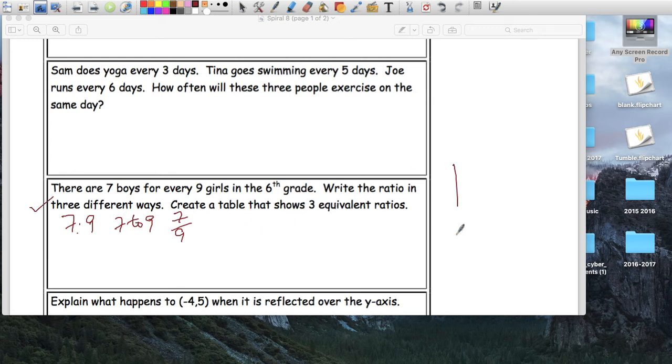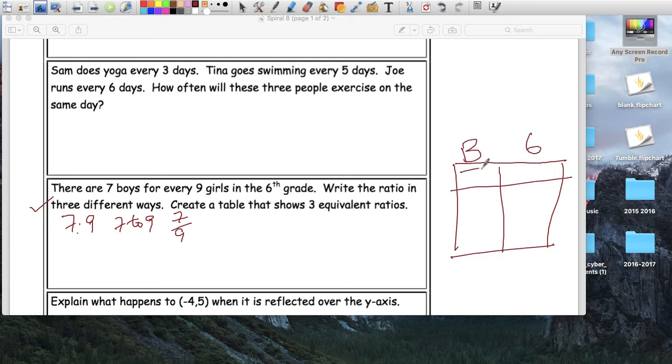Create a table that shows 3 equivalent ratios. So I'm going to create a table. I'm going to call this boys, and I'll call this girls, and I'm going to write 7 over 9. So I'm going to create 3 different ones. Let's multiply this by 2, gives me 14. Multiply 9 by 2, gives me 18. Let's multiply 7 by 3, gives me 21. And then 9 by 3, 27. By 4, 28. And 9 by 4, 36. I did it in order. You could have done by 10, by 20, as long as you came up with 3. So I have three different ratios that are equivalent.